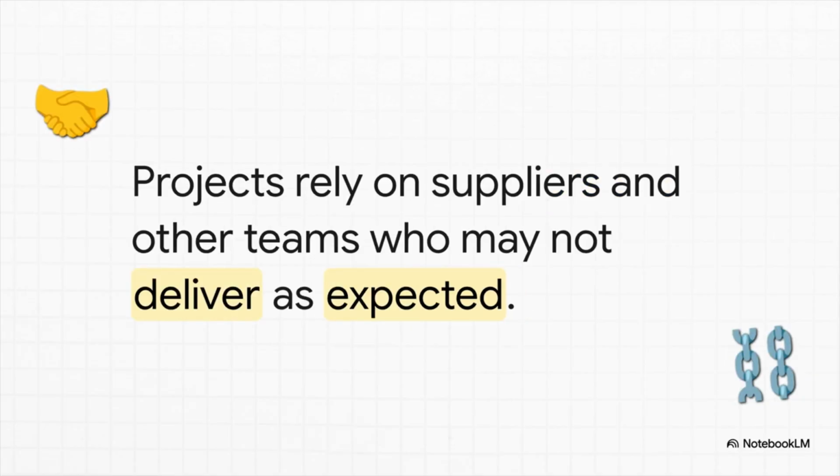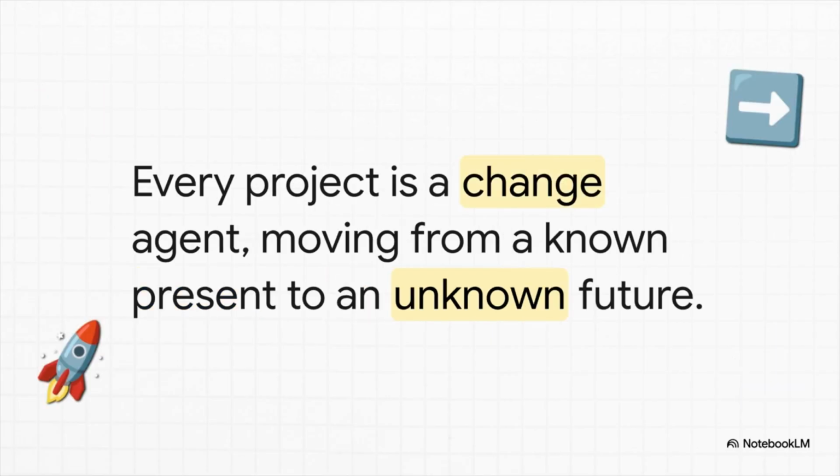Number 4, dependencies. You know this one. No project is an island. We're all relying on suppliers, on other departments, on subcontractors. Every single one of those is a risk, because it's something we don't directly control. If they're late, guess what? We're late.